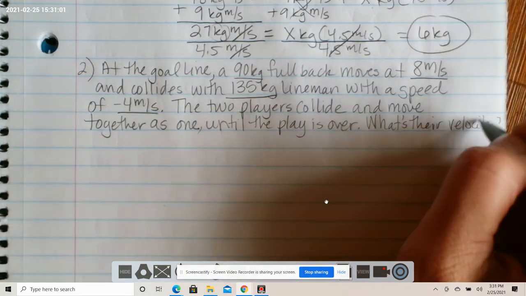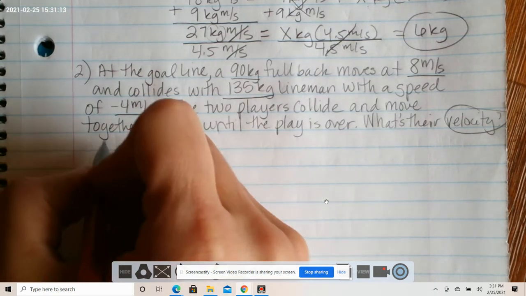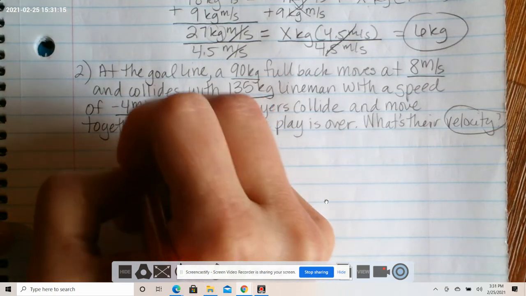What's their velocity? So they're going to move together. That tells us it's an inelastic collision. So I would assume one player is going to kind of pick up the other and move away as they tackle each other. Okay. So we're going to do our before and after the same way.